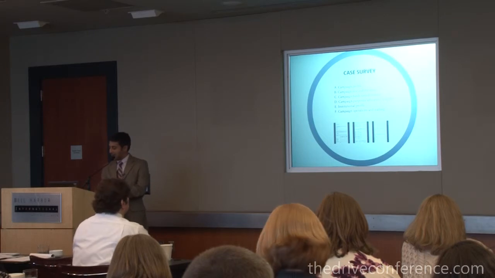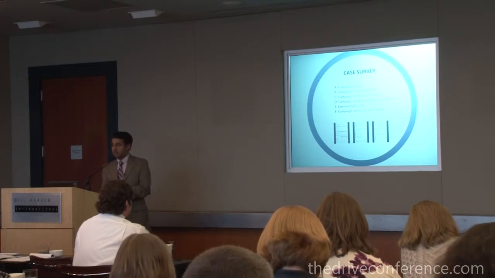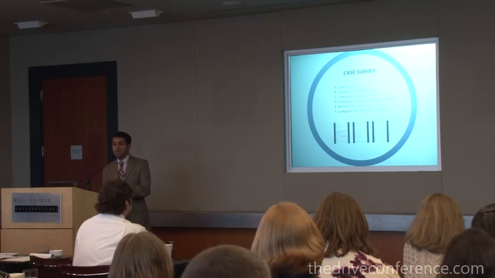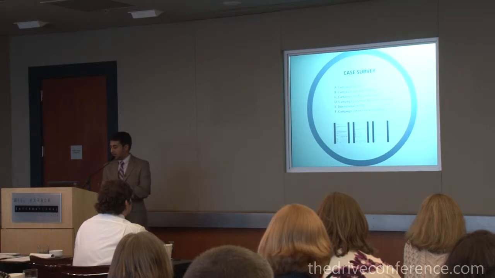E and F, again, institutional profile and campaign operations and staffing, those are really numbers that don't necessarily come from advancement database. They come from other areas of our enterprise, so I'm not going to focus on those.